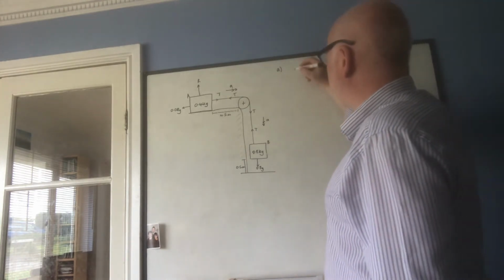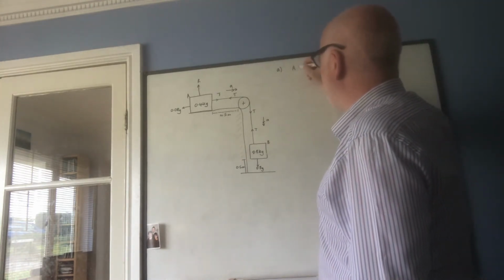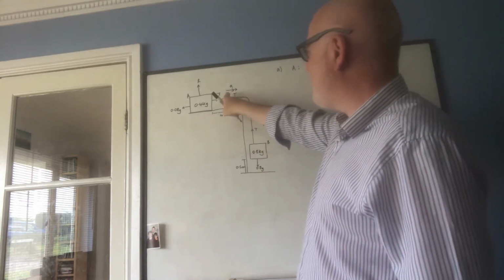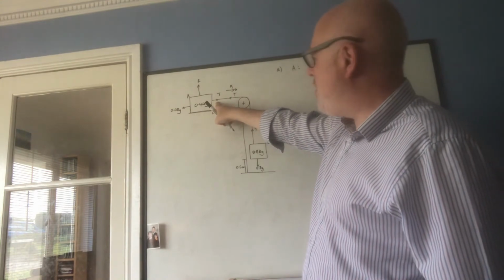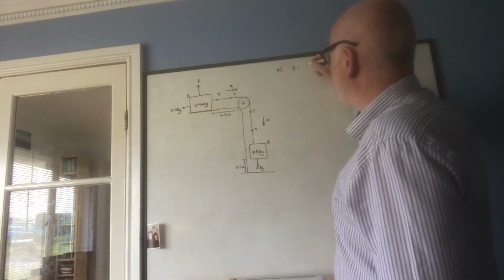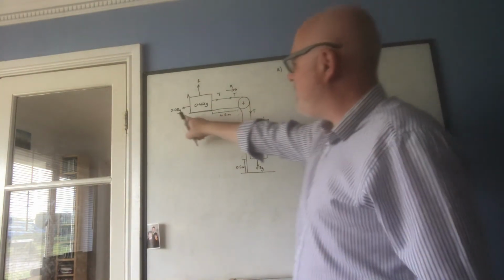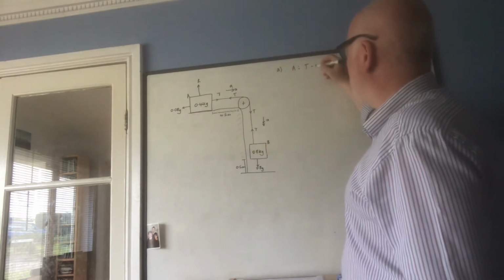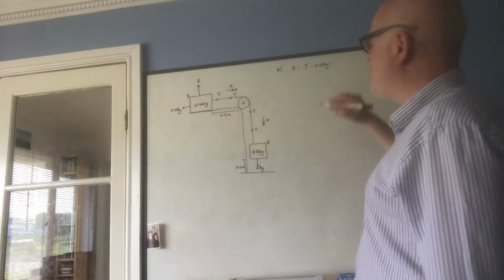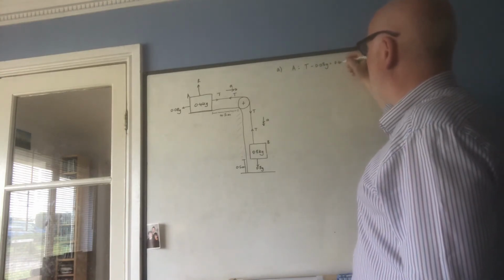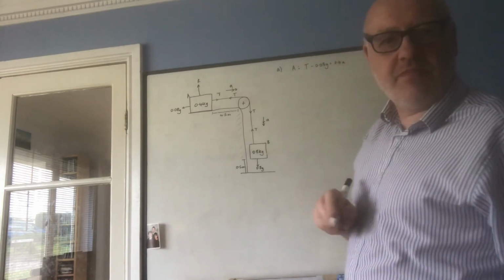From the perspective of particle A, acceleration is going that way, and so is the tension away from particle A. Therefore, T must be at the front, minus the force working against it, which is 0.08 G, and that is equal to 0.4 lots of the acceleration.